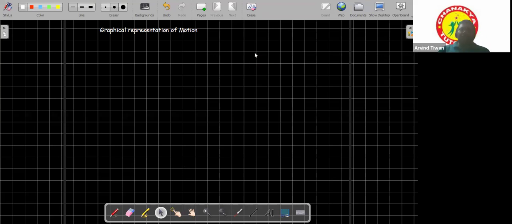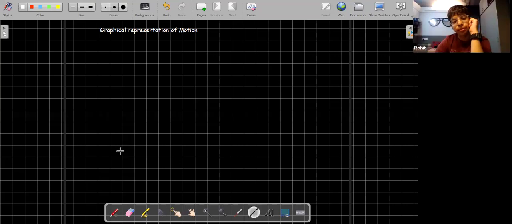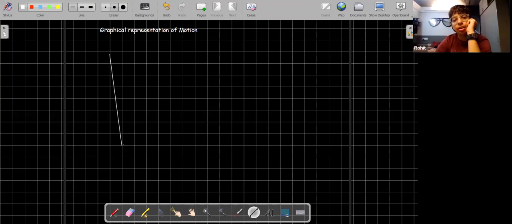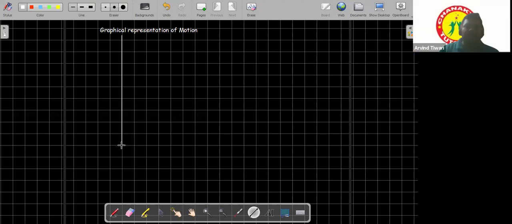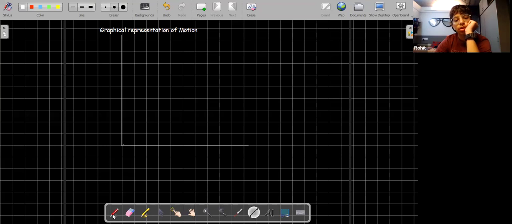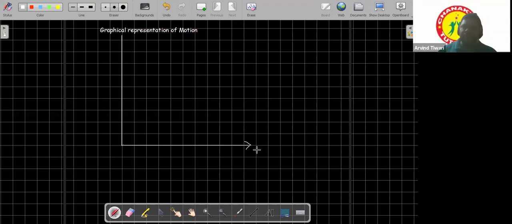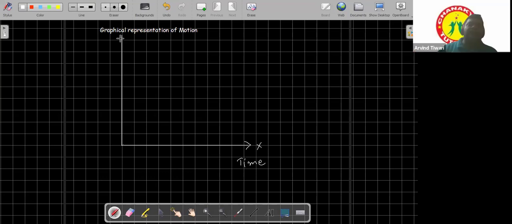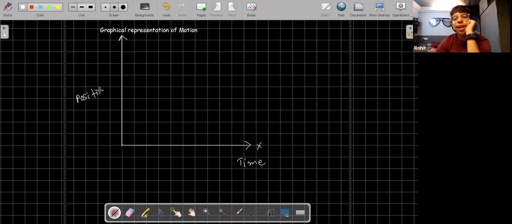Anyways, let's continue. With the graphical representation of motion, we represent the motion on two axes. The vertical axis which I have chosen is the y-axis, and the horizontal is the x-axis. You can choose either one, and the x-axis is chosen for representing time. So we are representing time over here on the x-axis, and on the y-axis I am representing the position of the object. Sir, y can either be distance, displacement, speed, or velocity, right?